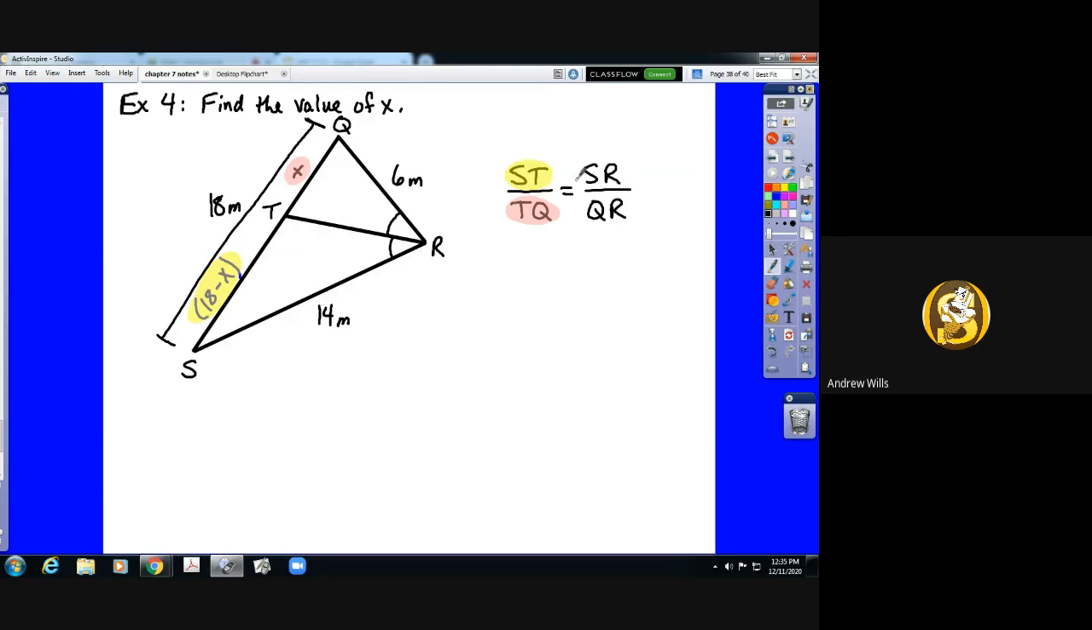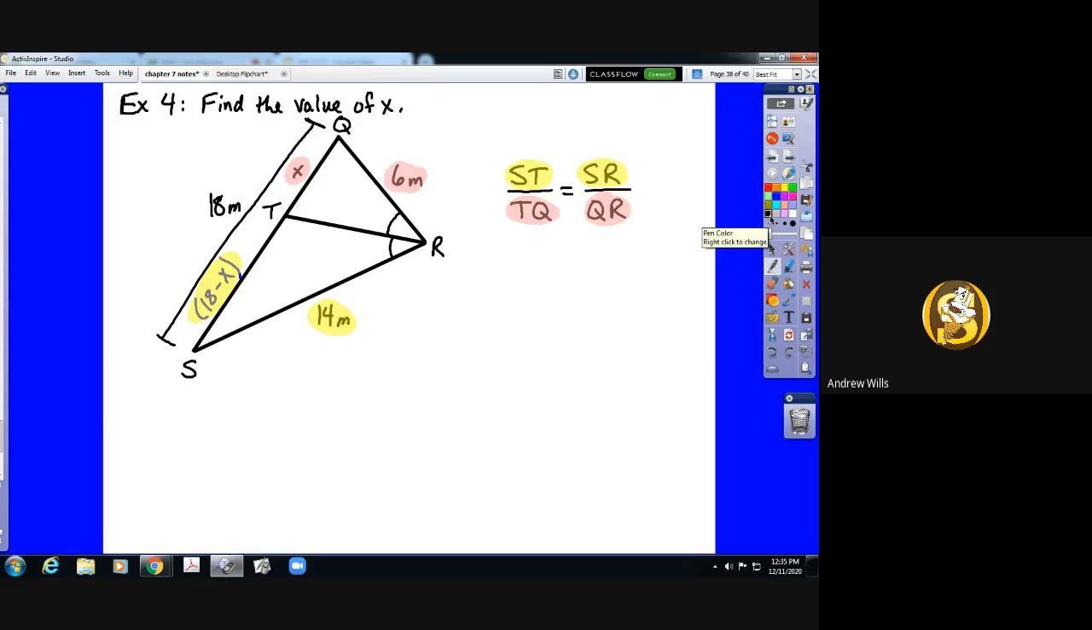Notice that ST shares a vertex with SR. They both have point S. That is why SR goes on top of that fraction, because these two line segments share a vertex of this triangle. Same thing for QR. The reason why it goes on the bottom is it shares point Q with piece TQ. So this would be our bottom number.